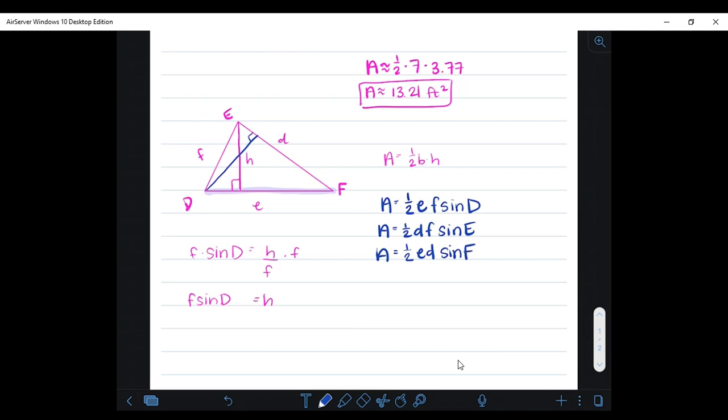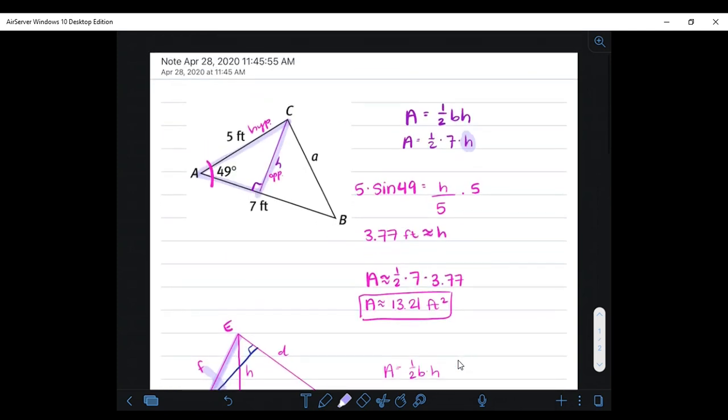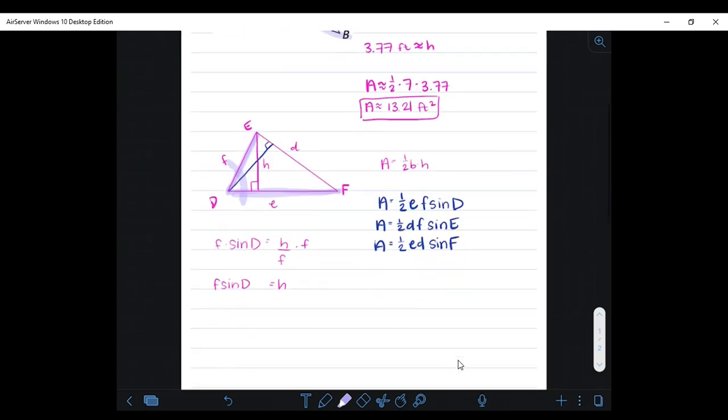Okay, so in other words, all we need to find the area using this formula is two sides, like these two, and the included angle. Just like we had here, we had the length of two sides and the included angle, meaning the angle between those two sides. So if we have that, then we can use one of these formulas to find the area of a triangle.